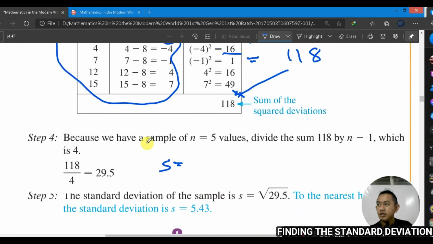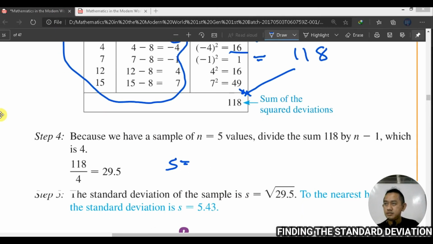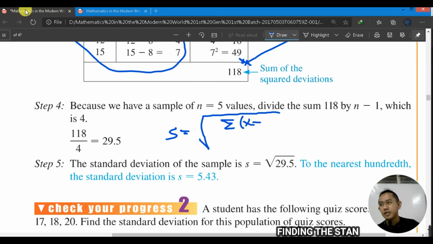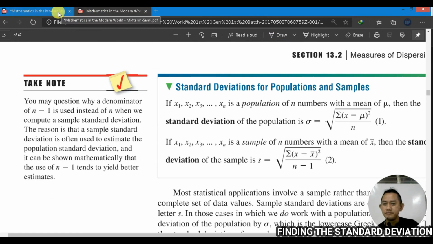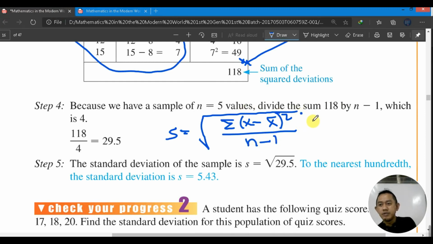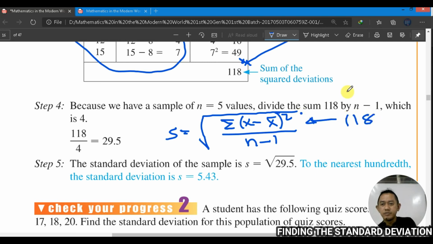Now, so formula sa sample, we have the square root of summation of x minus x bar squared. So, we have x bar or your mean squared divided by n minus 1. Unsa din ni siya? Kani unsa ni formula kani siya? This is 118. Mao na ang total summation of your x minus x bar squared.